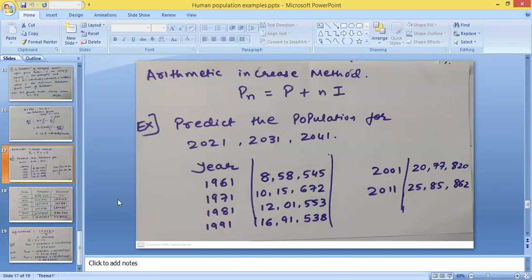The formula is Pn equals P plus n into y. So what is being asked? It is being asked to predict the population for 2021, 2031 and 2041. What is given to us? The 1961 population is given, 1971 is given, 81 is given, 91 is given, 2001 is given, and 2011 is given. So quickly copy this data first of all.